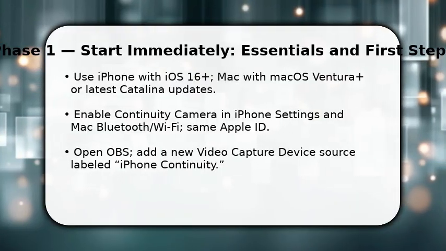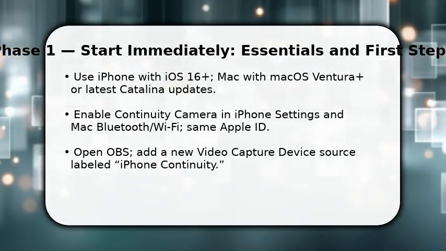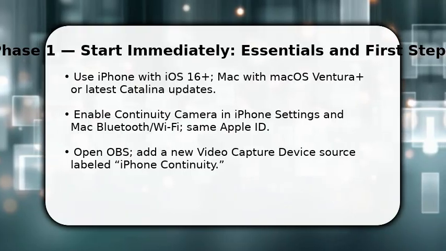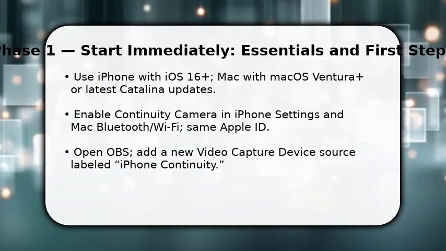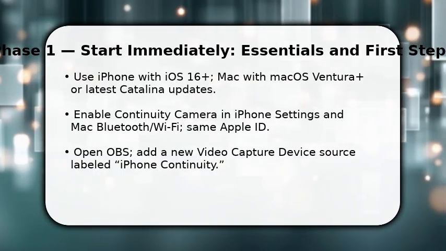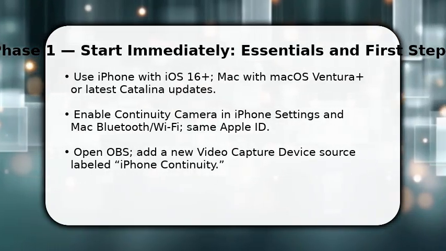You'll start by confirming hardware and software compatibility: iPhone on iOS 16 or later, and a Mac with the required macOS. Once done, enable Continuity Camera on the iPhone and make sure Wi-Fi and Bluetooth are on, with both devices using the same Apple ID. This creates the peer link.